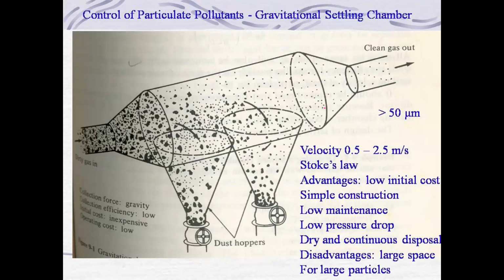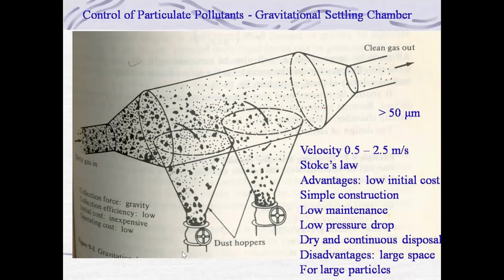Okay, let us see control of particulate matter by using one of the equipment, and that equipment name is the gravitational settling chamber. So what is this gravitational settling chamber? Actually, it helps to reduce the pollutants whose size is greater than 50 micron. What type of particulate matter or what type of pollutants?